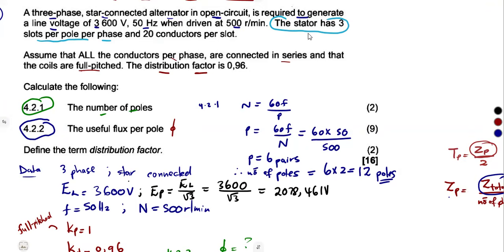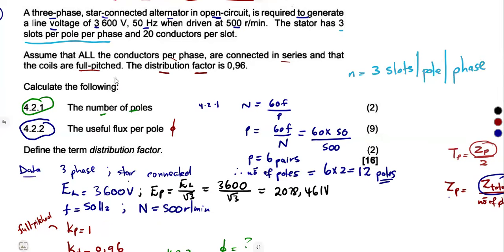All right. So we've got the first part: 3 slots per pole per phase, our small n. Remember that small letter n is 3. That is slots per what? Per pole per phase. So that's your n, guys. It's going to be like that. You have to take information.